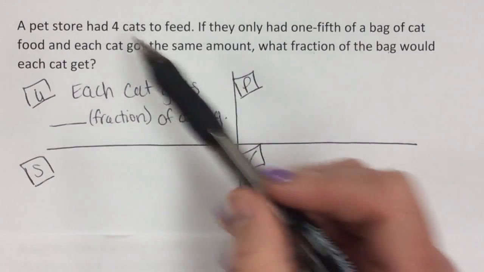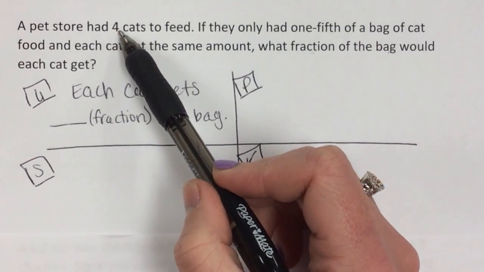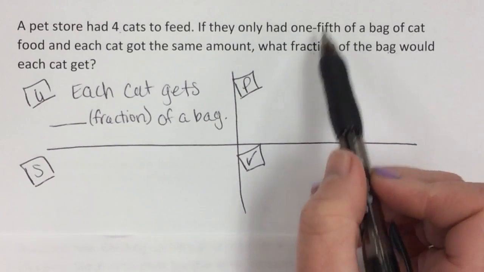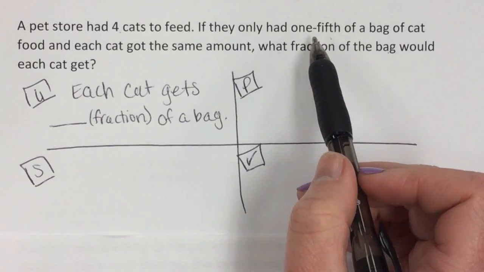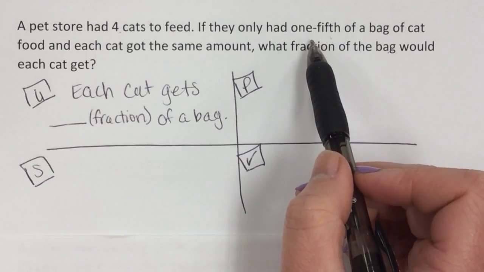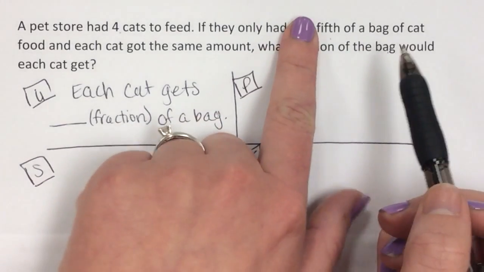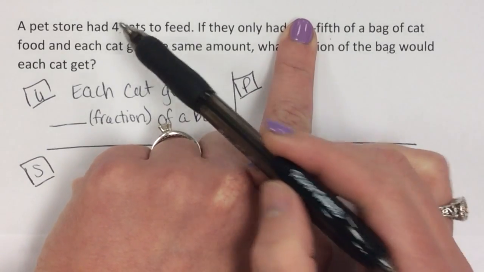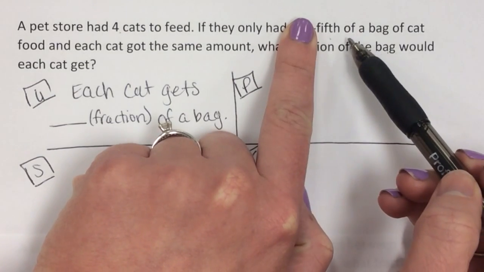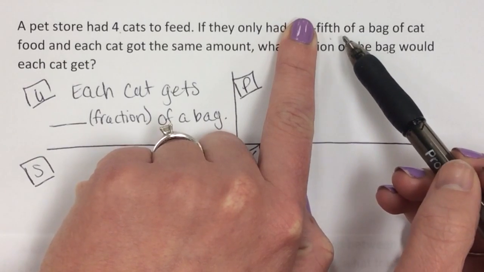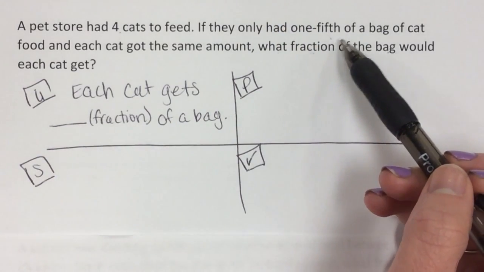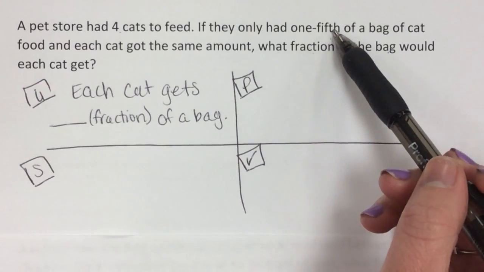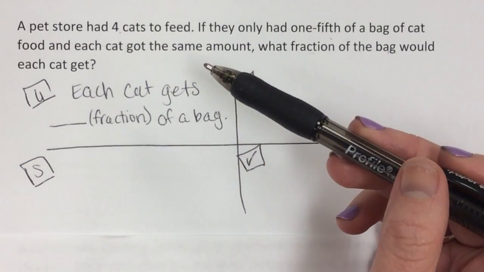So my plan: we have 4 cats. We started with 1/5 of a bag. Whenever I have fractions, I pretend that they're just whole numbers. So I'm going to take off this 1 and pretend that I have 5 bags. So if I have 4 cats and I have 5 bags of cat food and I want to figure out how much cat food each cat gets, I would have to divide the 5 bags divided by 4 cats.